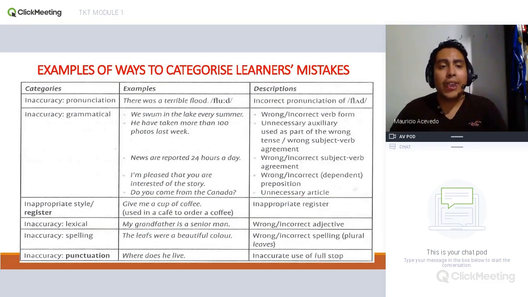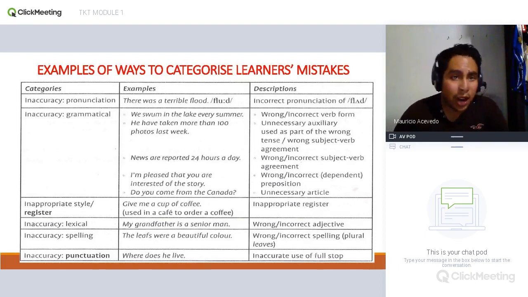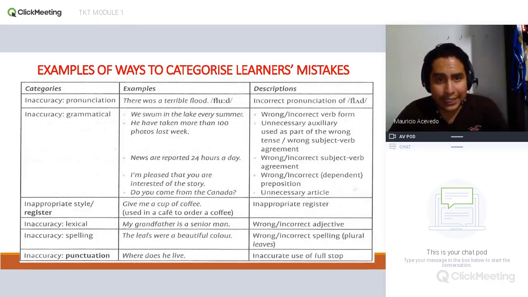Another accuracy mistake, as I told you, is grammar. For example: we swim in the lake every summer. He have taken more than 100 photos last week. The next example: news are reported 24 hours a day. The next example: I'm pleased that you are interested of this story. Do you come from the Canada? You see, the sentences have many mistakes.